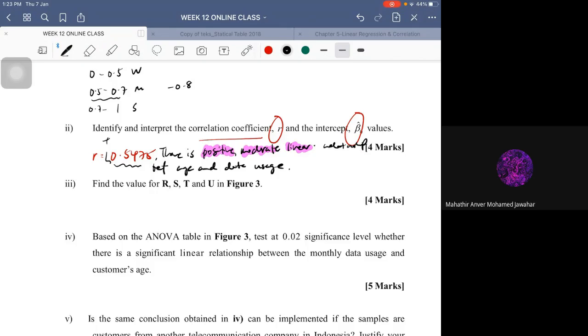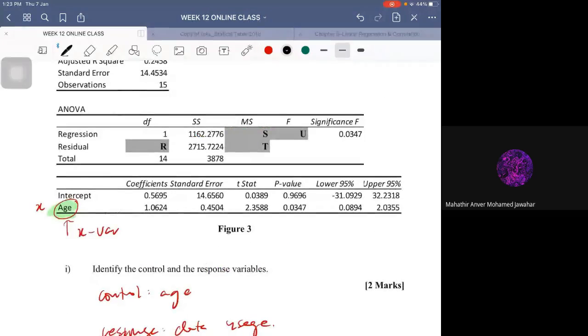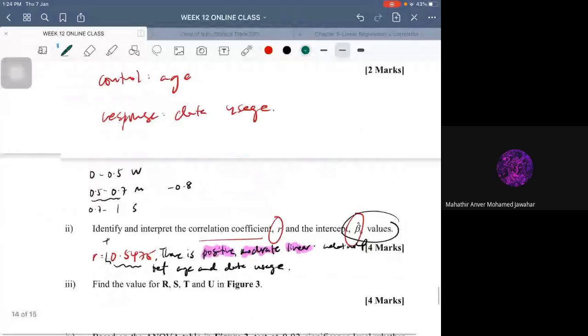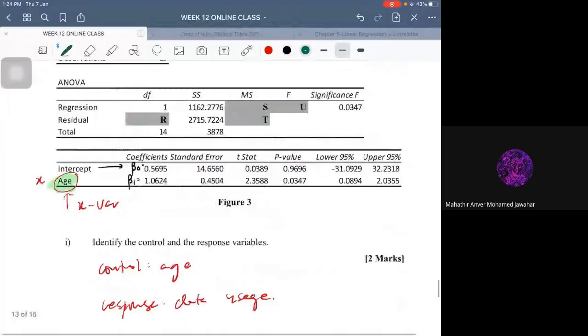And we also have to interpret the value of beta naught. So from here, what is my beta naught value? 0.5695. That's right. Remember, up here is your beta naught value, and underneath is your beta 1 value, because the intercept is your beta naught. So in this case, I'm going to write that. I'll write it prettily for you when I give you the PDF file. So beta naught equals 0.5695.